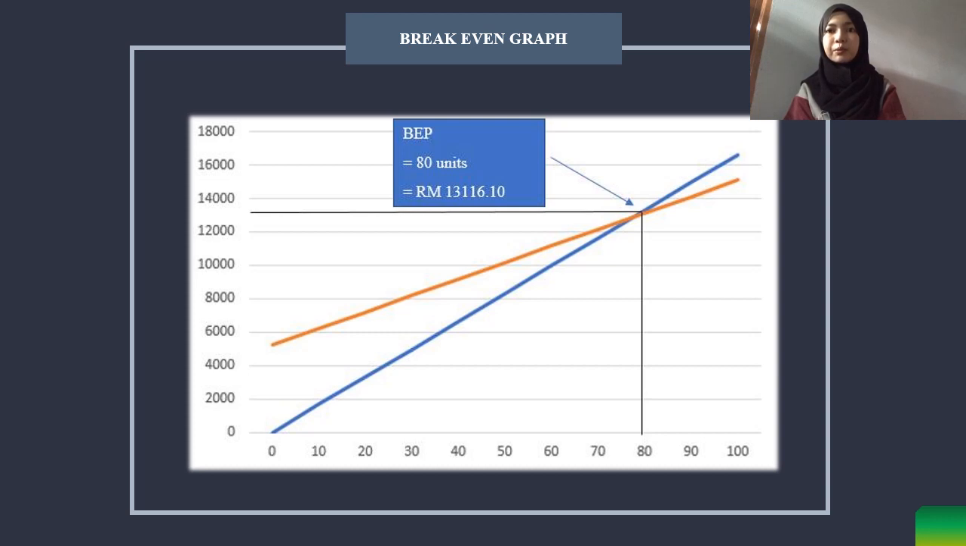The break-even point is 80 units. When the number of units exceeds 80 units, we will be making a profit on the units sold, and if the number of units is below 80 units, we will be incurring a loss.